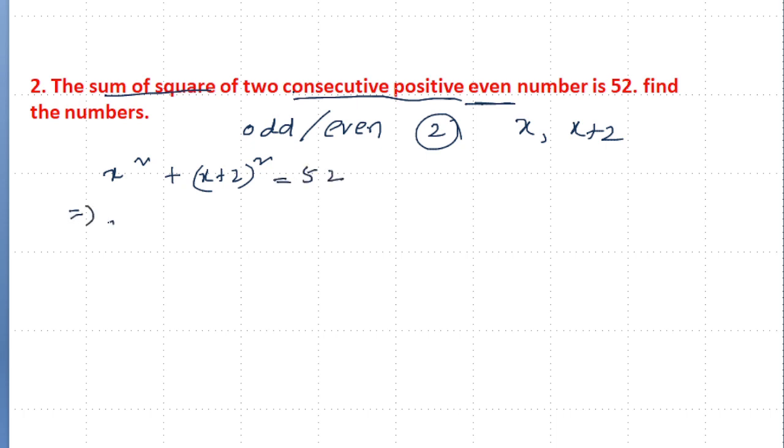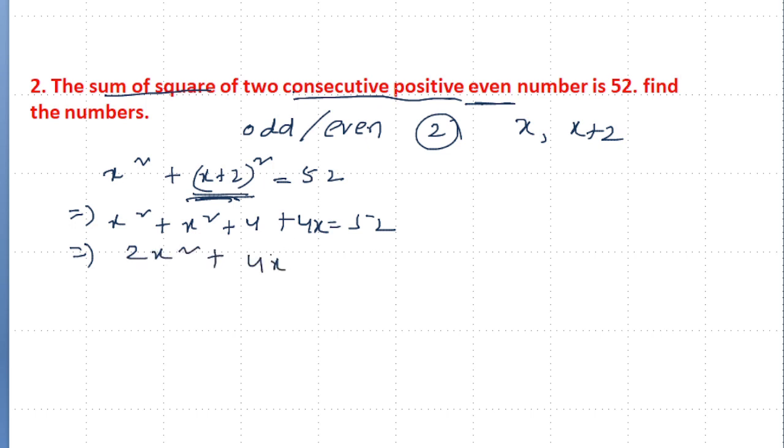Now solve it. x square plus, (x plus 2) whole square, is x square plus 4x plus 4 equals 52. (a plus b) whole square is a square plus 2ab plus b square. So now reduce it to x square plus 4x, then this will come this side, then plus 4 minus 52, which will become minus 48.